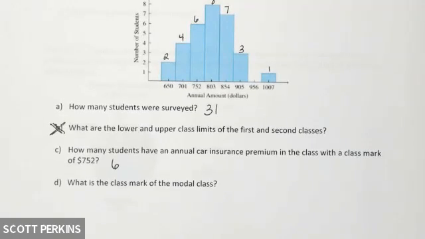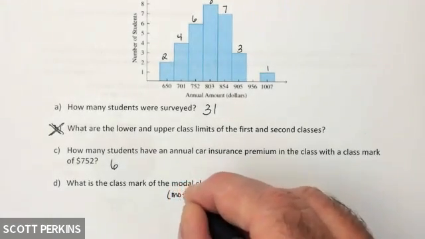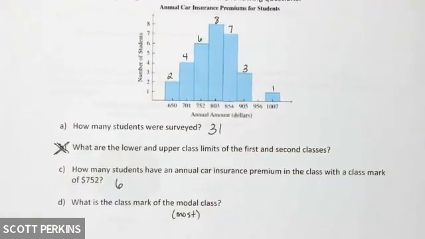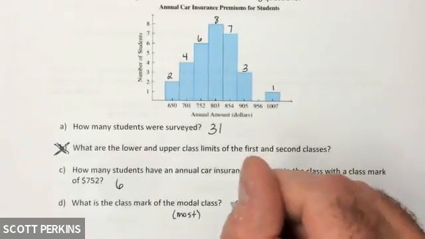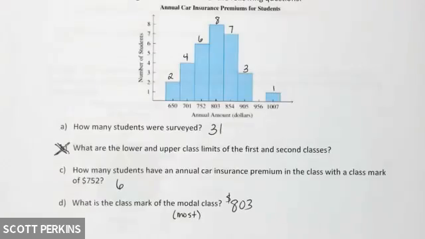So this presents us a new word. We're going to work with this word a little bit in our next section, but modal means most. So basically what this is asking is which class has the most students in it? I'll give you 10 seconds to write down the answer to that problem. And which class has the most students? Yeah, 803. Okay, so the $803 class is the modal class.